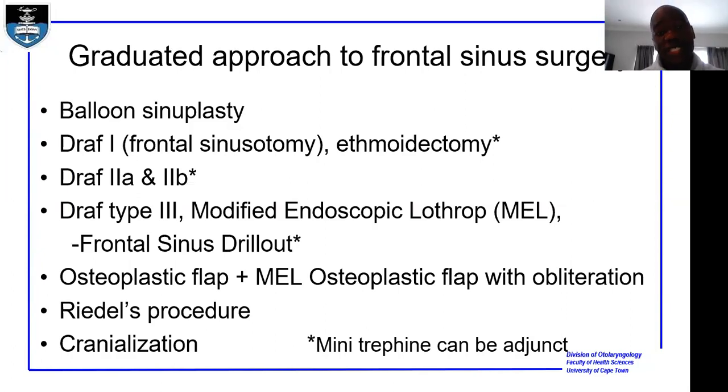So the approach is graduated from a simple, which is a balloon sinuplasty, through Draf 1, Draf 2A, and Draf 2B, and Draf type 3, which is also known as the modified endoscopic Lothrop, also known as the frontal sinus drill out. One can also do an osteoplastic flap and a modified endoscopic Lothrop and a Riedel's procedure, and finally a cranialization. I will go through this one by one.